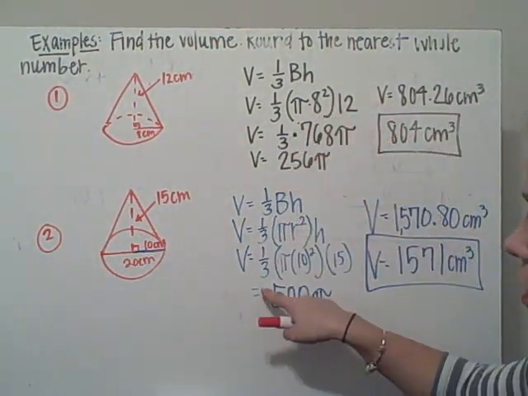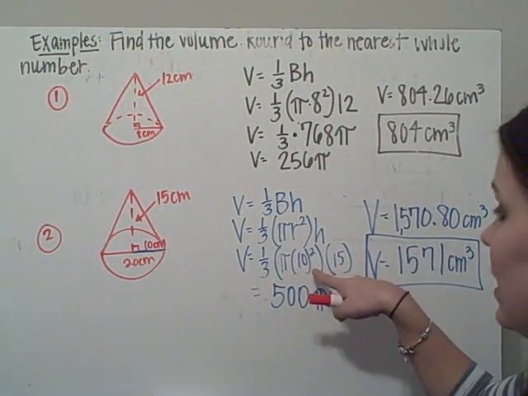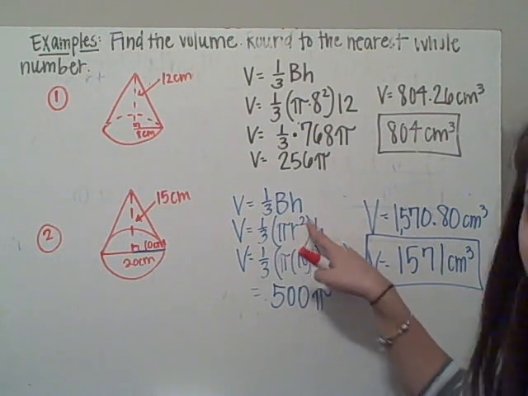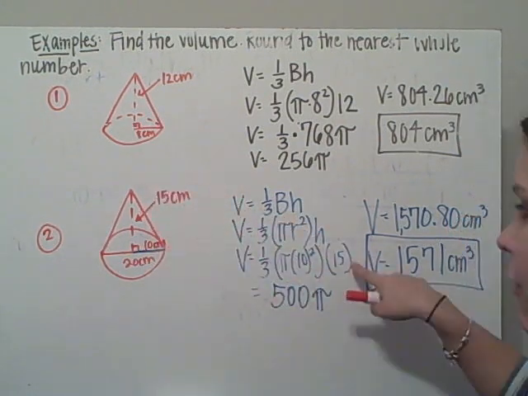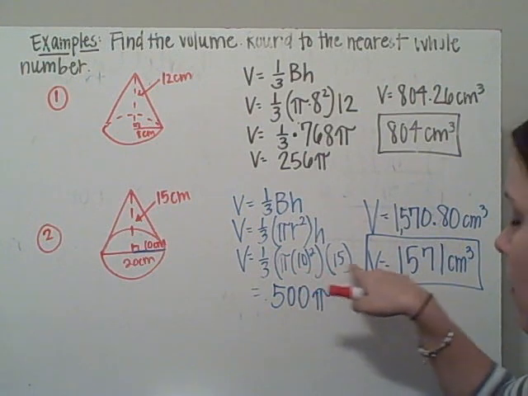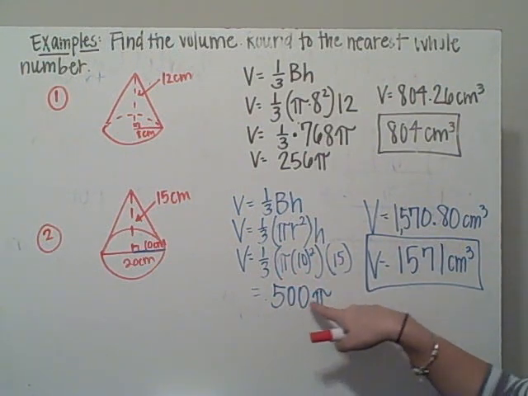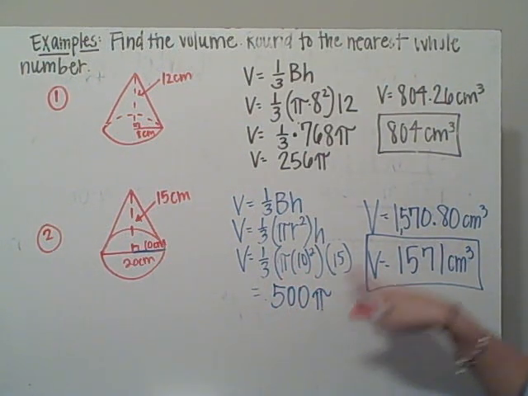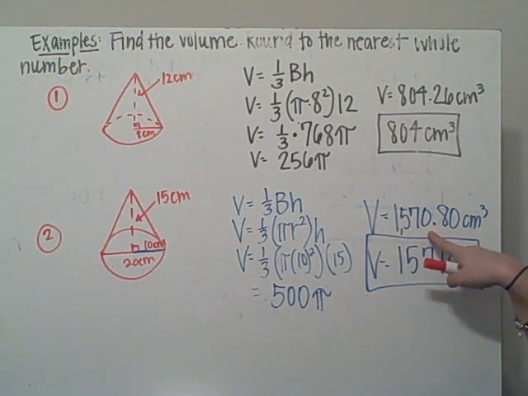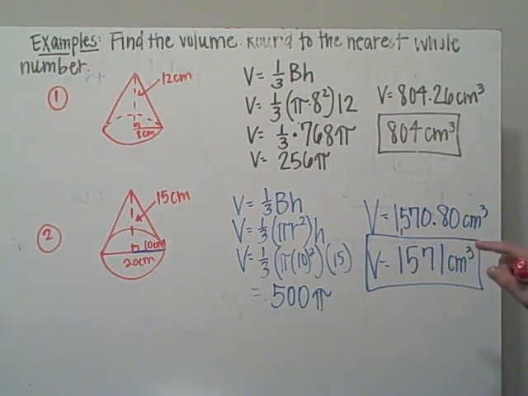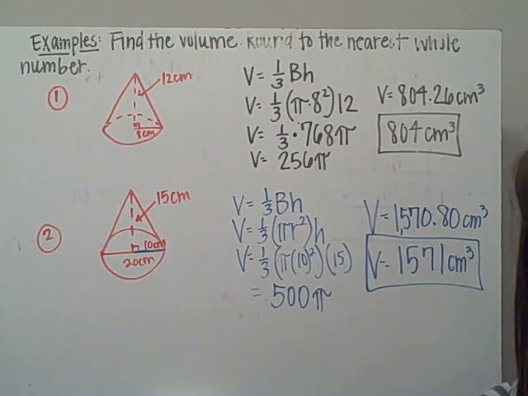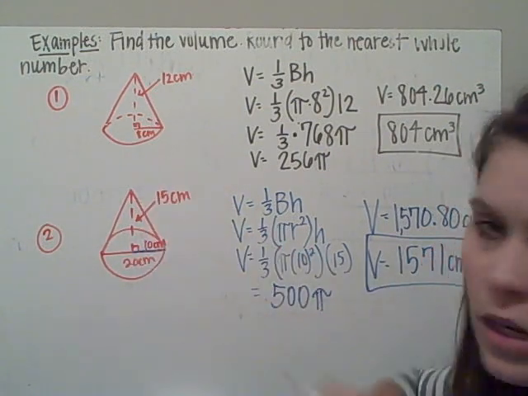So, we're going to have 1/3 times pi times 10 squared, because that's my radius squared, times the height of 15. When I multiply all this together, I get 500 pi. 500 times pi is 1,570 and 8 tenths centimeters cubed. Well, round to the nearest whole number, I get 1,571 cubic centimeters as the volume of that cone.